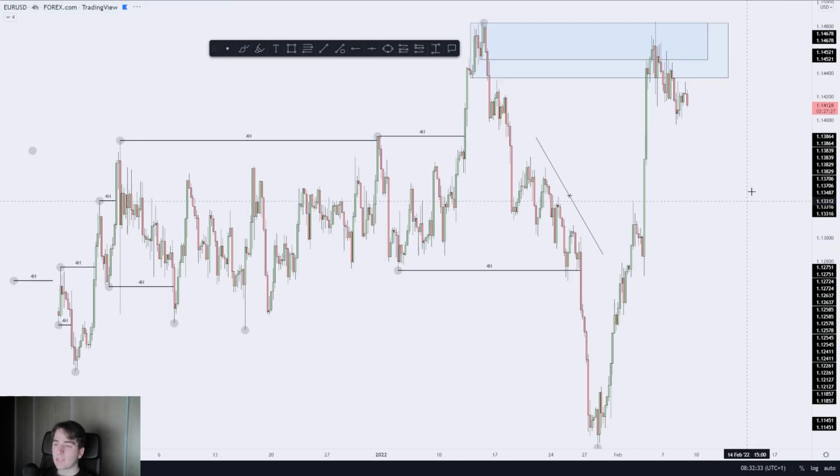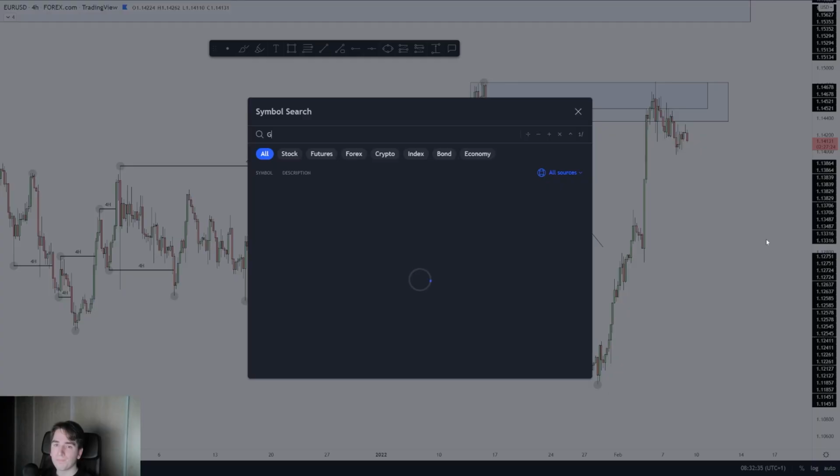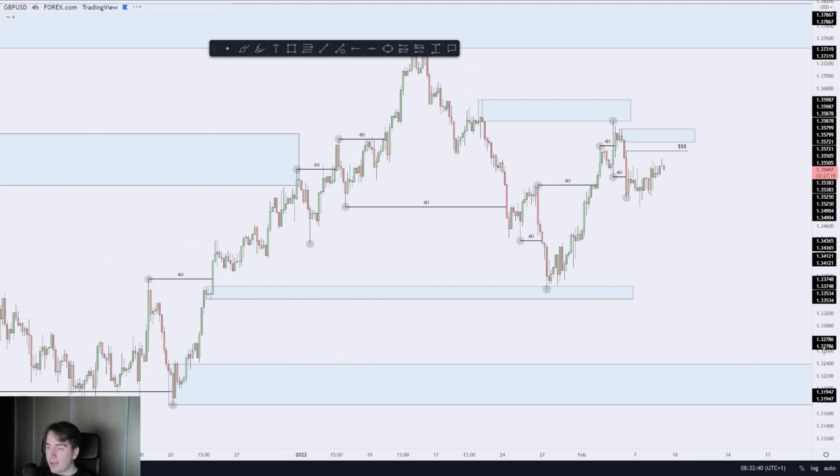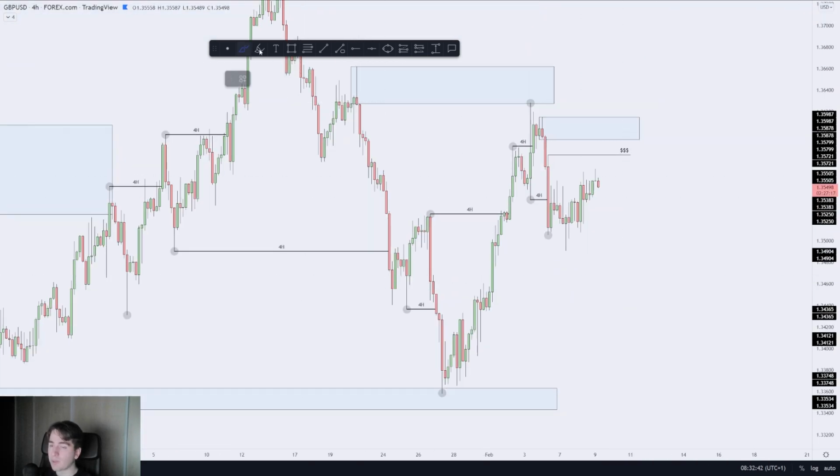So with that said, let's head over to our next pair, which is pound dollar. So pound dollar, what are we currently waiting for? Well, as I pretty much mentioned yesterday, still waiting for liquidation. It's just the same analysis as yesterday. Need some liquidation, tap in towards supply, and then look for further downside.